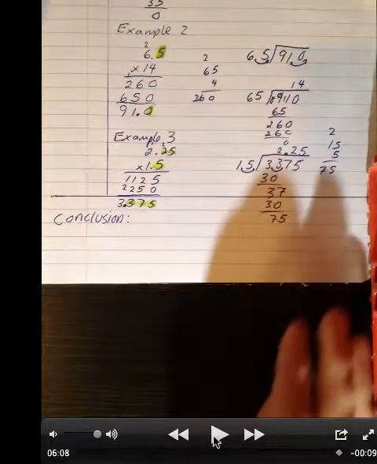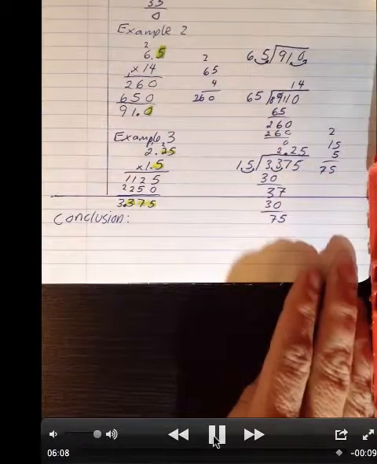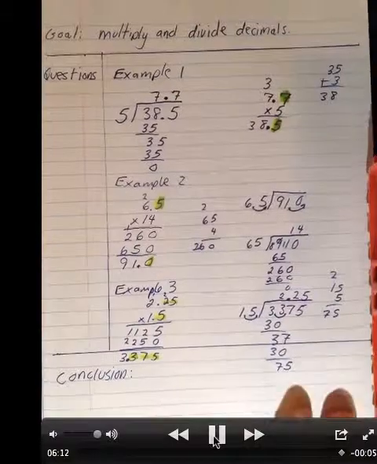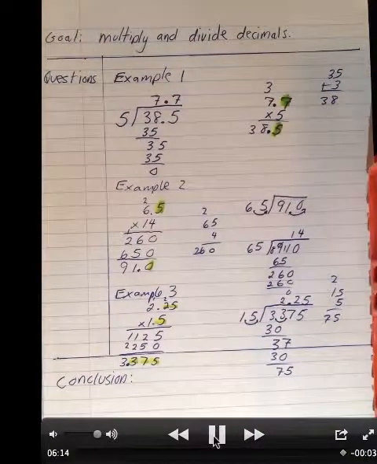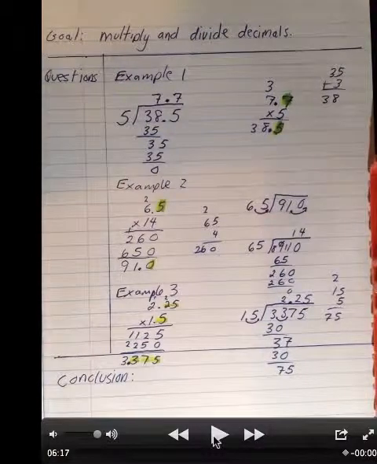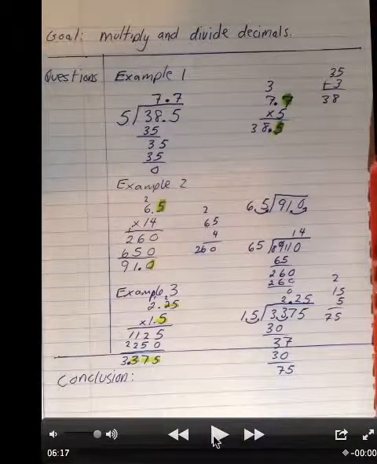So I think that the difficult part with multiplying and dividing decimals may not be the decimals at all, but just multiplying and dividing. So we'll continue to work on that. You can write a conclusion for what you found to be true in this lesson.